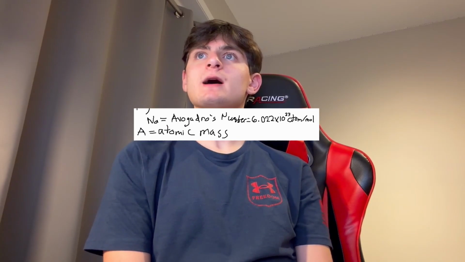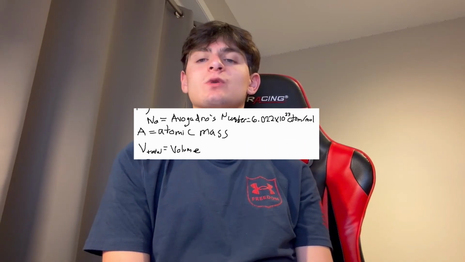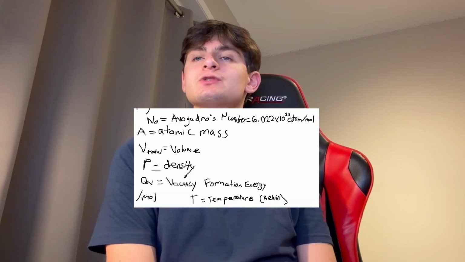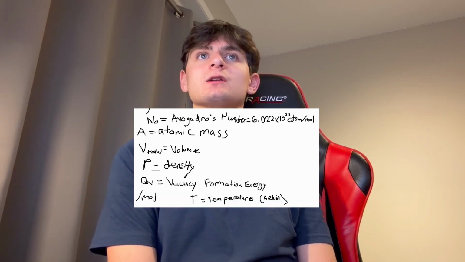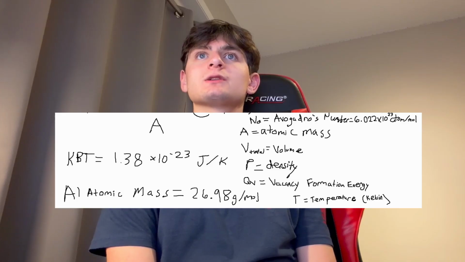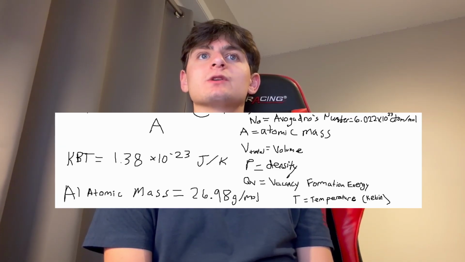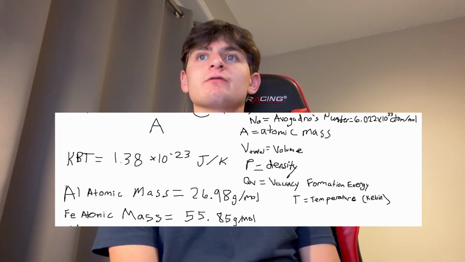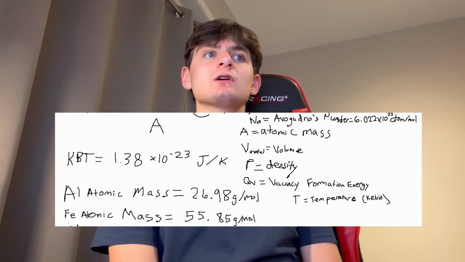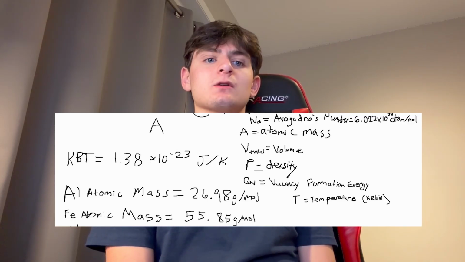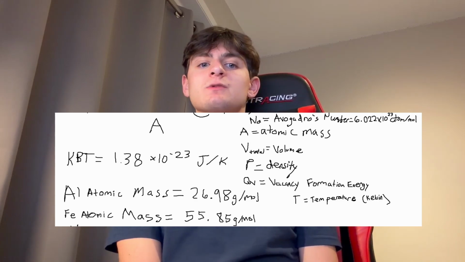It uses the atomic mass, the volume, which in this case is 1 meter cubed, the density, the vacancy formation energy, the temperature, which in this case is in Kelvin, and KB, which is equal to 1.38 times 10 to the negative 23rd power joules per Kelvin. The atomic mass of aluminum is 26.98 grams per mole, while the atomic mass of iron is 55.85 grams per mole. After solving for the vacancy occurrence probability, we will find that aluminum has a higher vacancy occurrence probability.